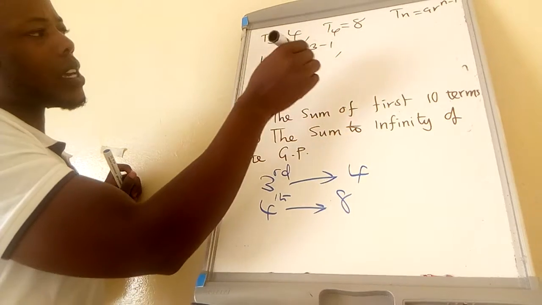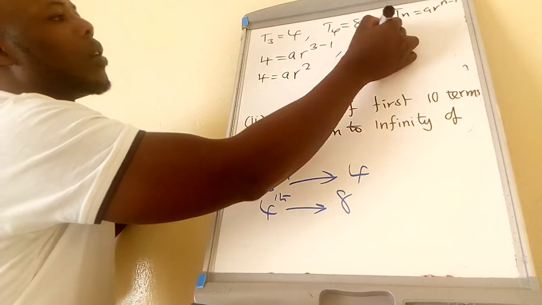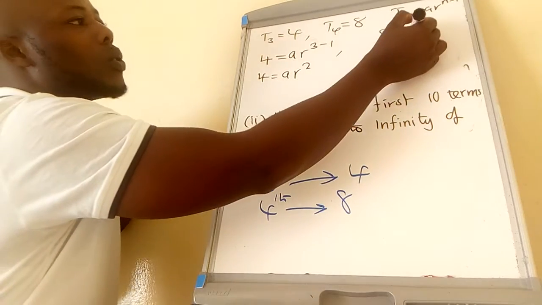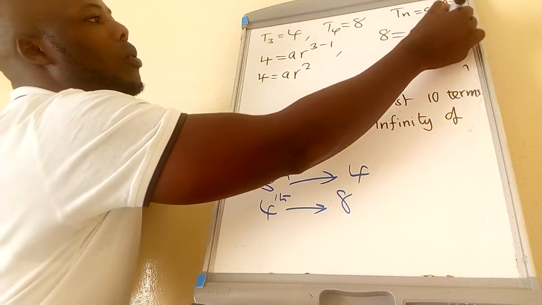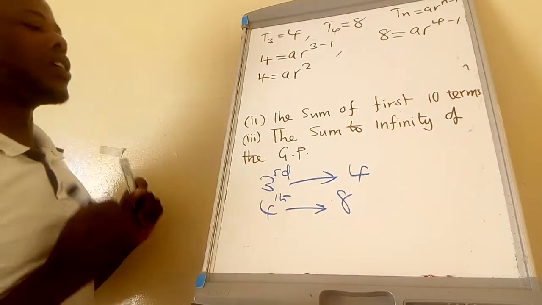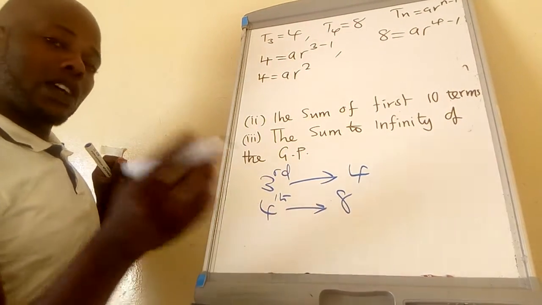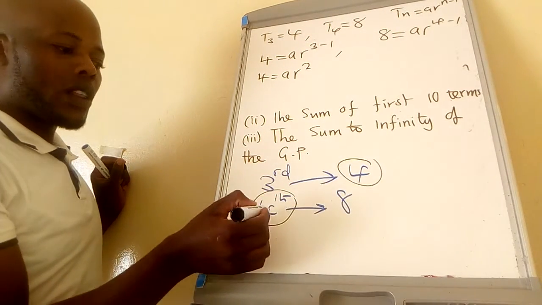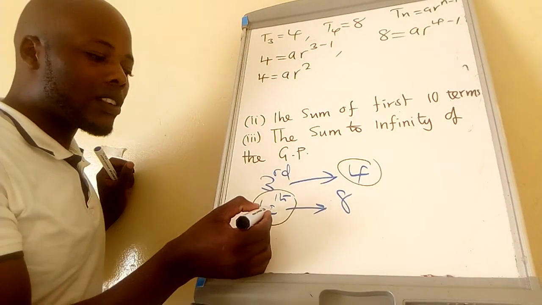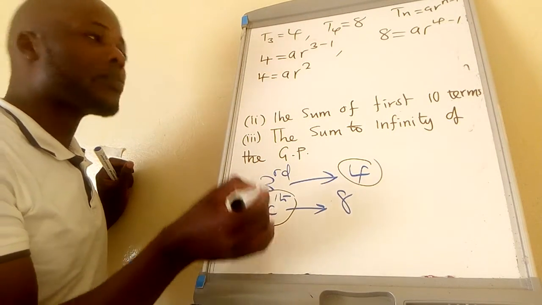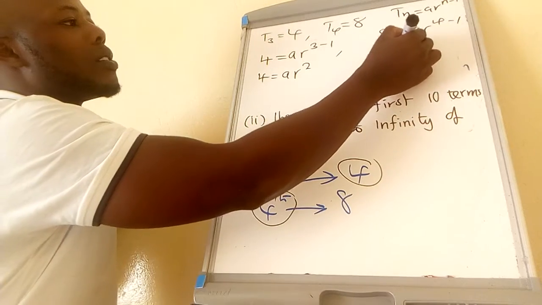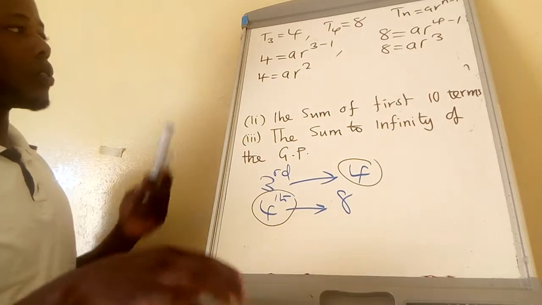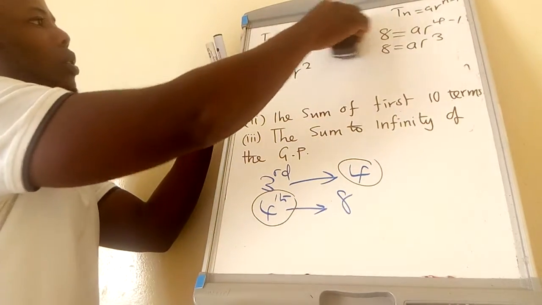The same thing should be done for the next one, where we have 8. At the fourth term there is 8, so 8 is equal to A R to the power 4 minus 1. There are two 4s here, so you have to be very careful. There is this 4 and this one. The one representing n is the one here. So here it will be power 3.